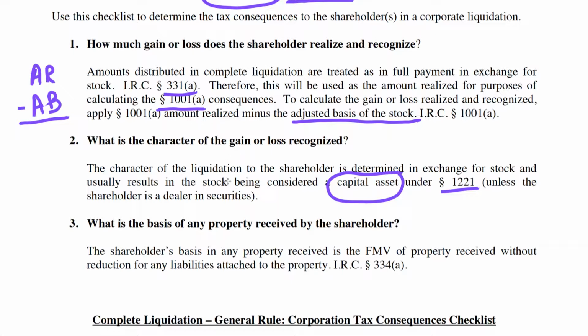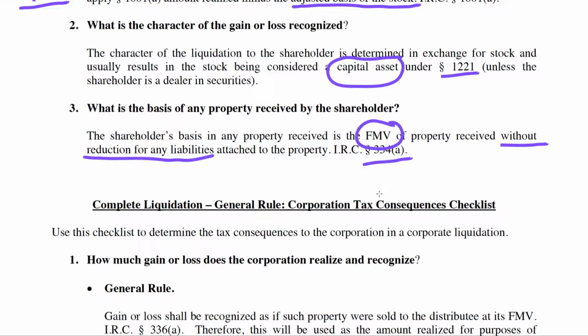It's going to be a capital gain. Let's say it's been held for more than a year, long-term capital gain. So the next question is, what's the basis the shareholder takes in the land? This is always going to be fair market value under Section 334, without regard to any liabilities. So if there's any liabilities on the land, even if the liabilities exceed the fair market value, the basis is always going to be fair market value. Okay, so those are the consequences to the shareholder.